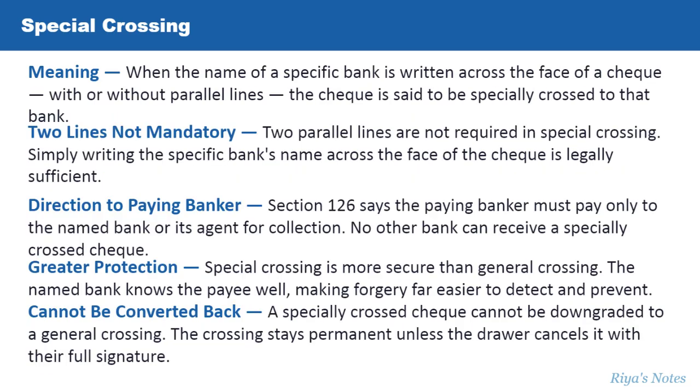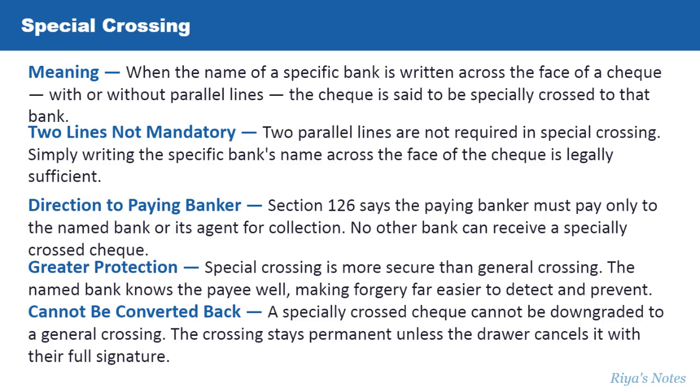Special crossing. Meaning, when the name of a specific bank is written across the face of a check, with or without parallel lines, the check is said to be specially crossed to that bank. Two lines not mandatory. Two parallel lines are not required in special crossing. Simply writing the specific bank's name across the face of the check is legally sufficient.